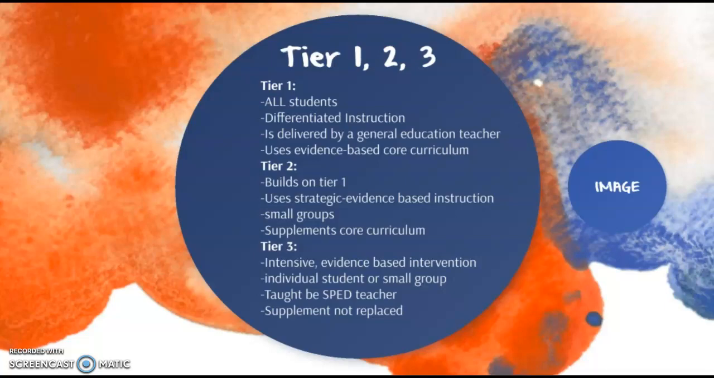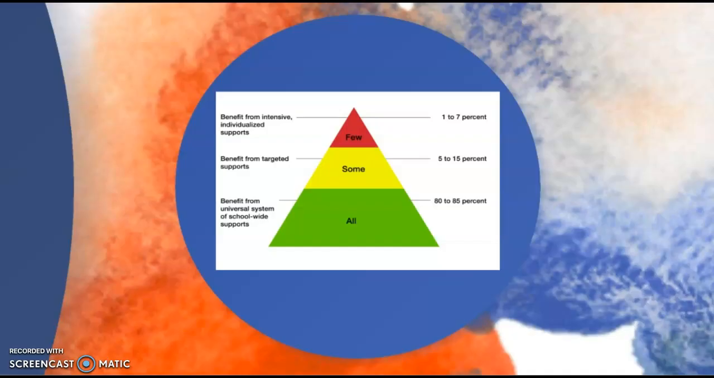So I'm going to show you kind of the tiers just so you have a representation. So the green one would be the level 1, the yellow would be tier 2, and the red would be tier 3. So this is just a general pyramid just for you to see.